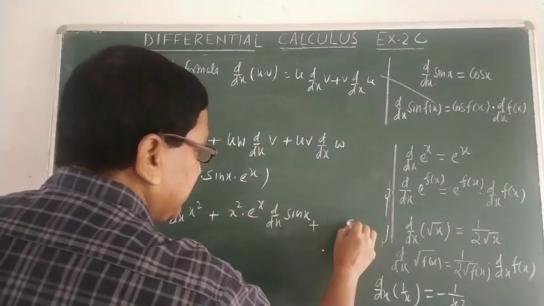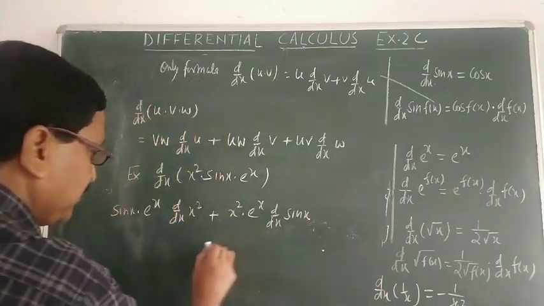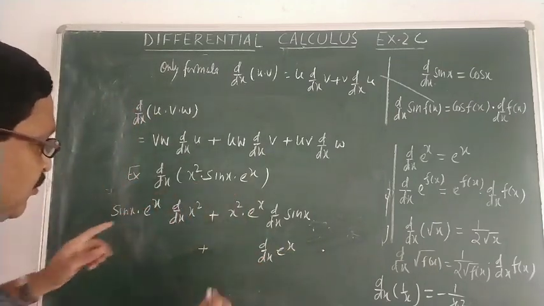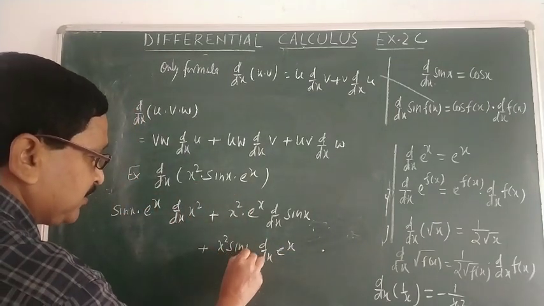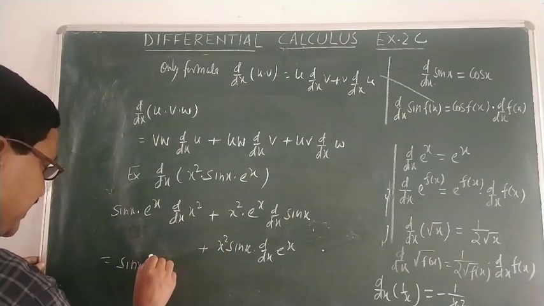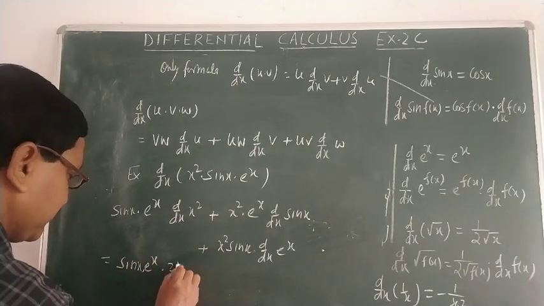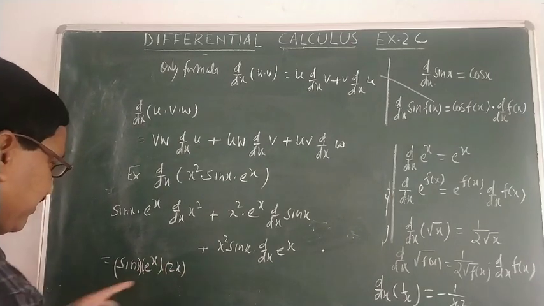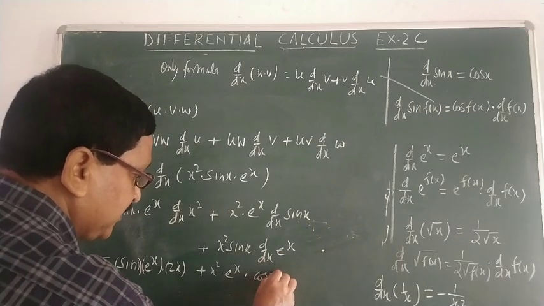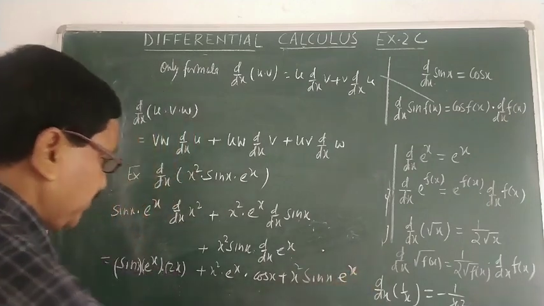And suppose d by dx of e to the power x. If e to the power x is differentiated, you can take x square sin x out. After that, you can move sin x, e to the power x, and differentiation of x square is 2x. So there are three terms. Remember this: plus x square e to the power x, sin x is cos x, plus x square sin x, and e to the power x is e to the power x itself. So this is your final answer.